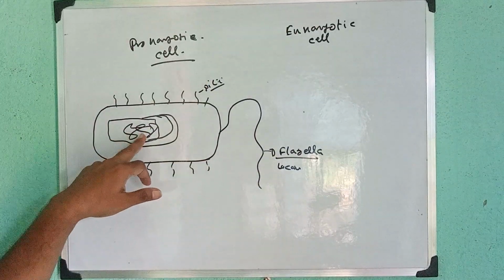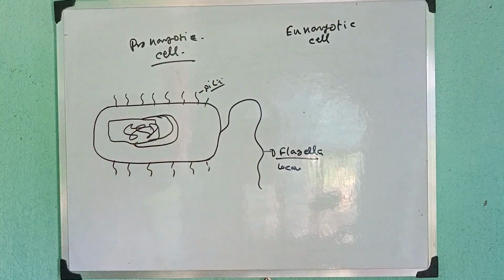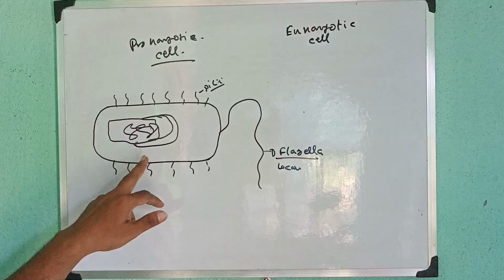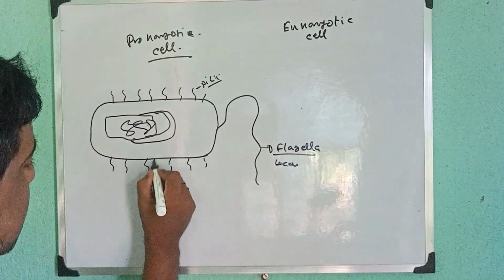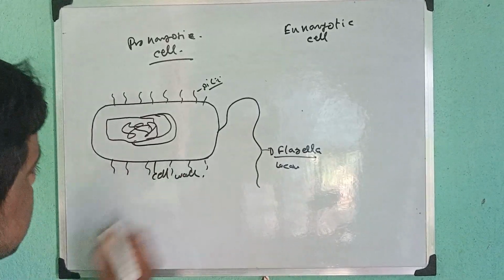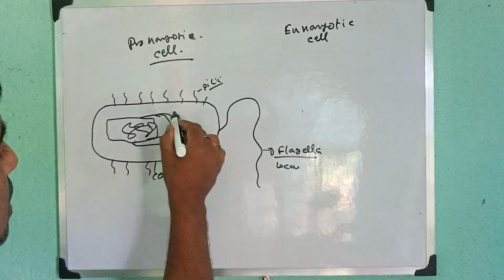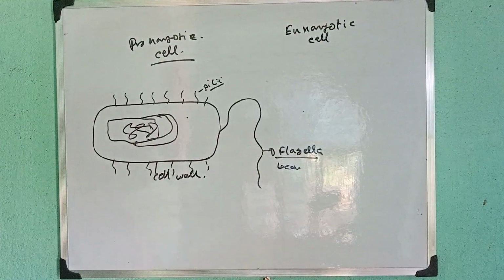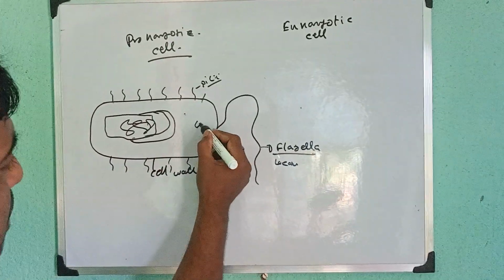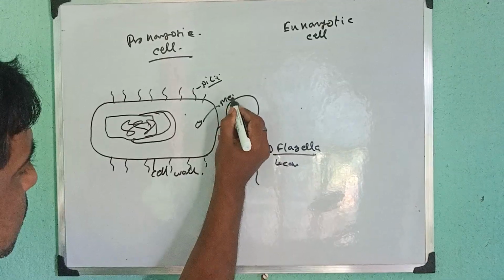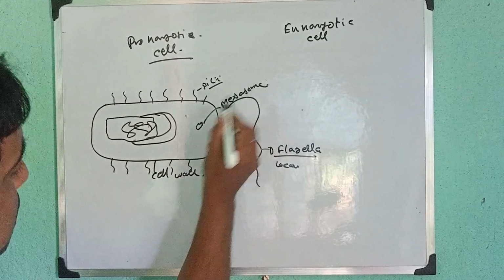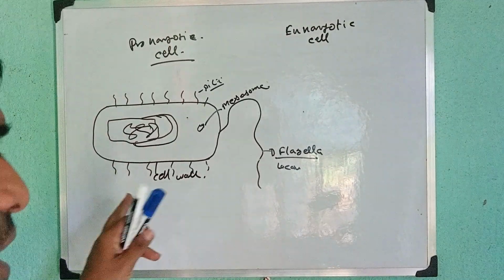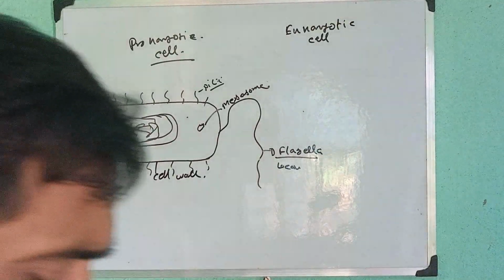This is the DNA, the nucleoid, which is present, but there is no membrane-bound nucleus here. The cell wall is present here, and the cell membrane is also present. But other cell organelles, like the mitochondria, ribosomes, and the other organelles, are totally absent. The mesosome is present in the prokaryotic cell. So this is the structure of the prokaryotic cell, which is similar to a bacterial cell.